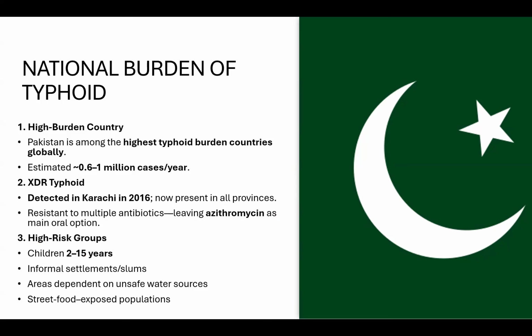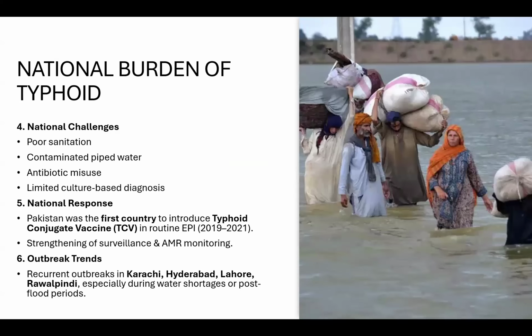High risk groups include children, as explained, 2 to 15 years old, informal settlements, slum areas, areas dependent on unsafe water resources, and street food exposed population. National challenges include poor sanitation, contaminated piped water, antibiotic misuse, and limited culture-based diagnosis.